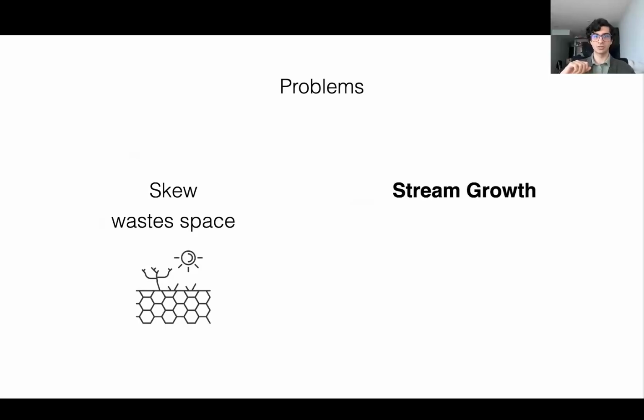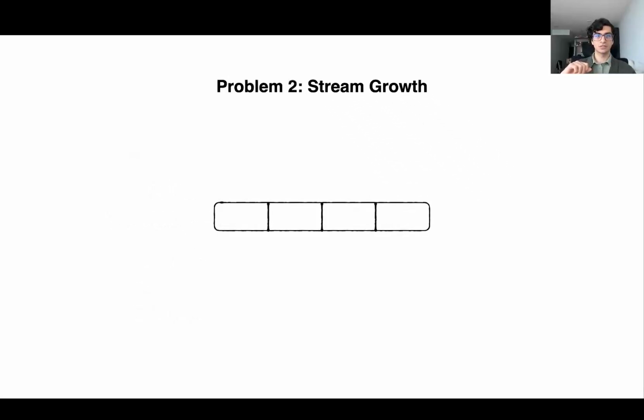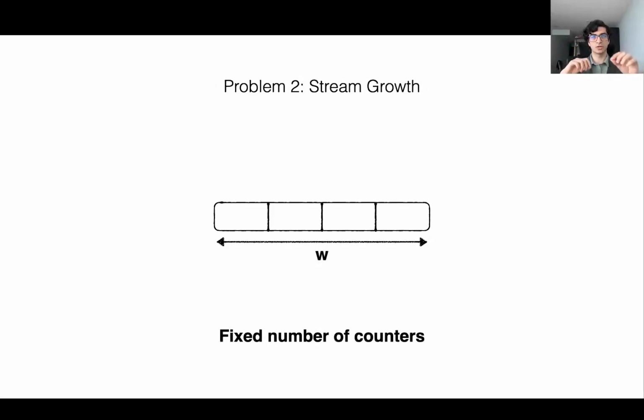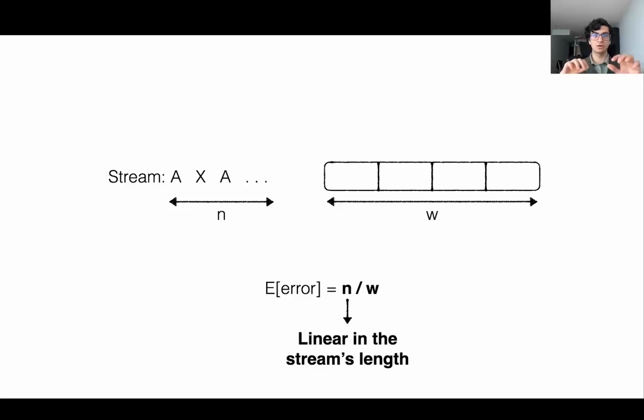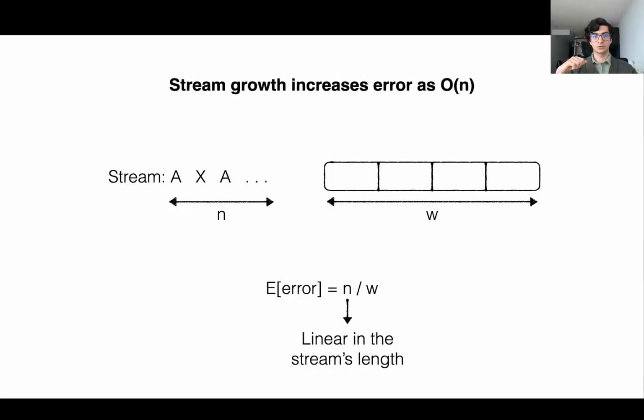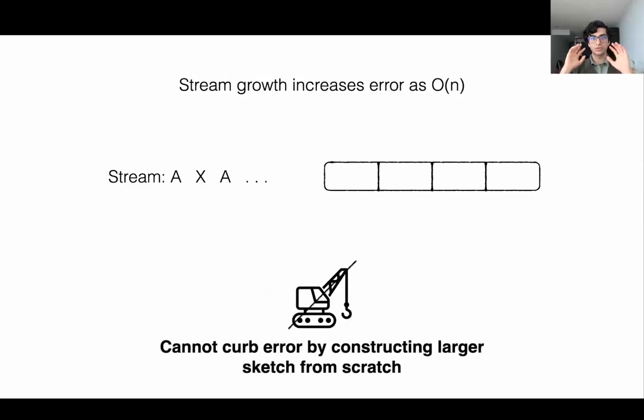Now, CountMin also has a second problem, and that occurs in the context of stream growth. Current CountMin deployments in practice use a fixed number of counters for the counter arrays within the sketch. Recall how doing so leads to an expected error of n over w when processing a stream of length n. That is to say, that error scales linearly with the length of the stream. So as the stream grows, the error also becomes worse and worse over time. Furthermore, we also cannot curb the error by constructing a larger sketch from scratch, since we don't have access to the original stream due to its large volume.